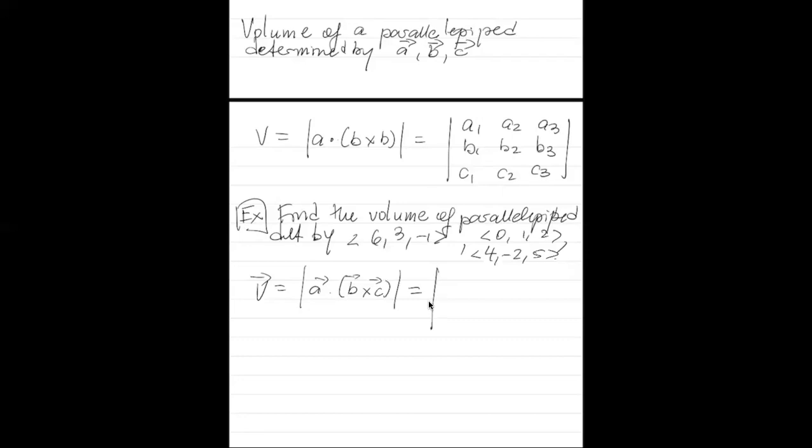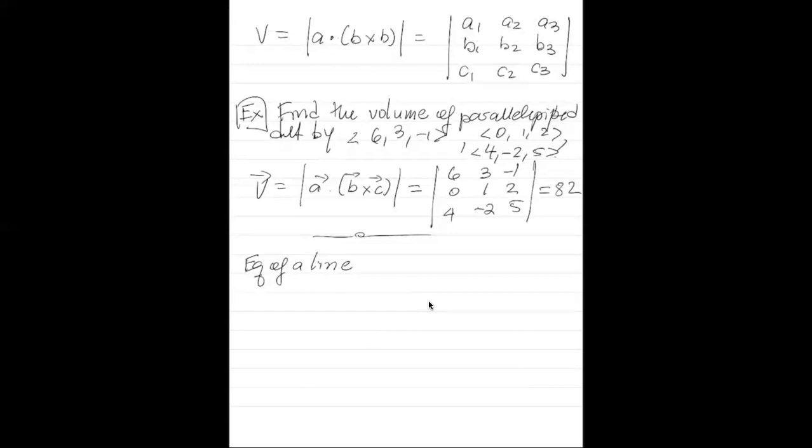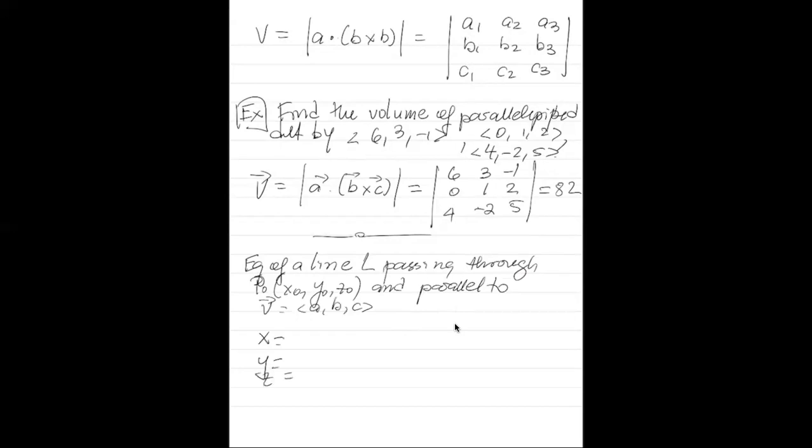Now, equation of a line L passing through a point P0 and parallel to vector V with components A, B, C. So we write this parametric equation. You start with the coordinates of the point, x0, y0, z0, and we add a parameter. A t is a parameter. So we call this parametric equation of a line.